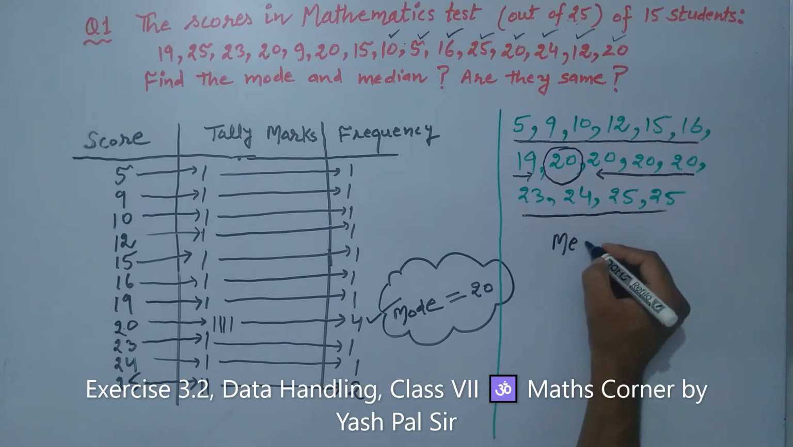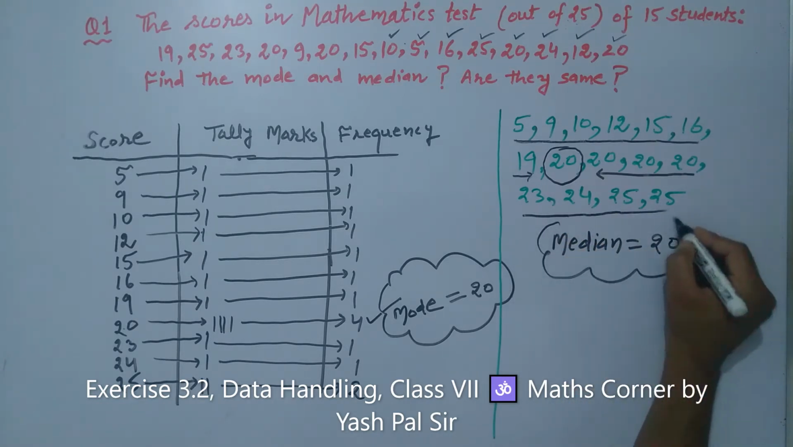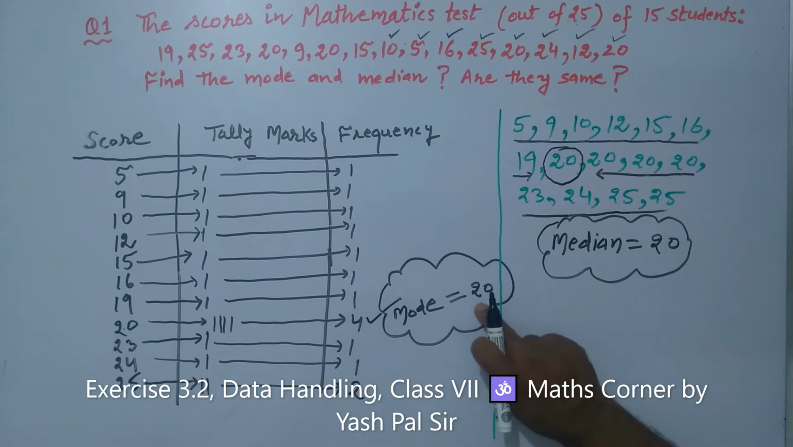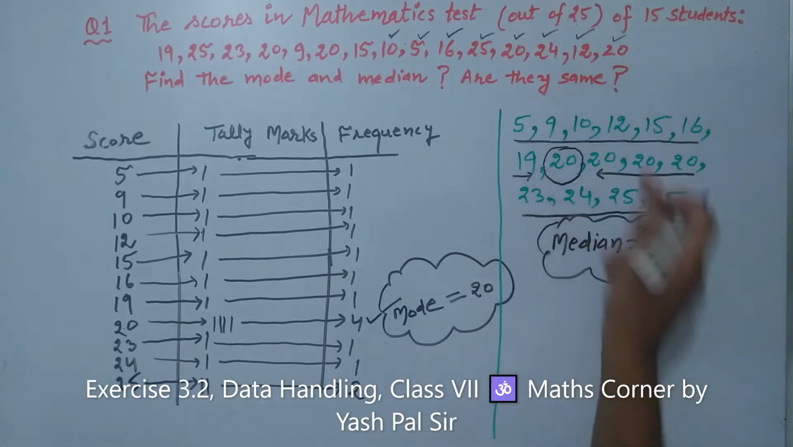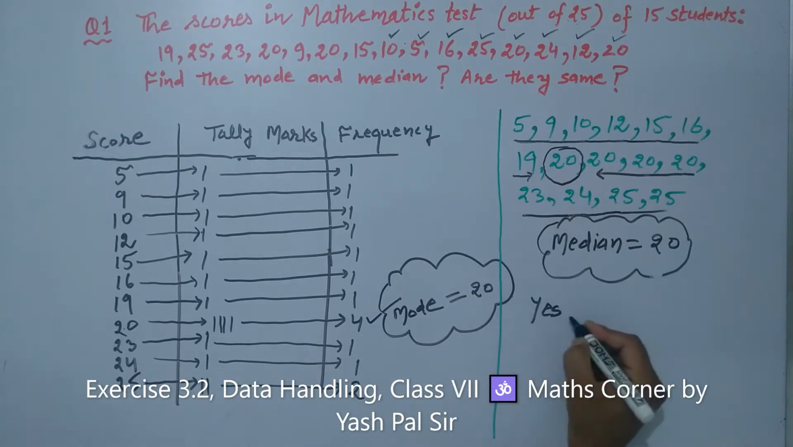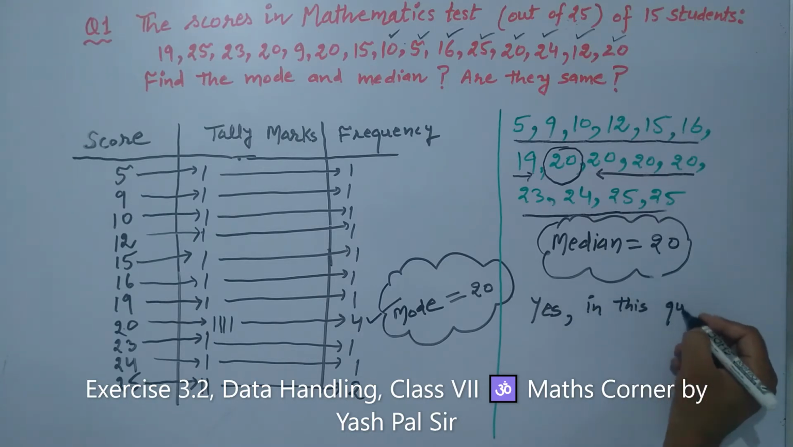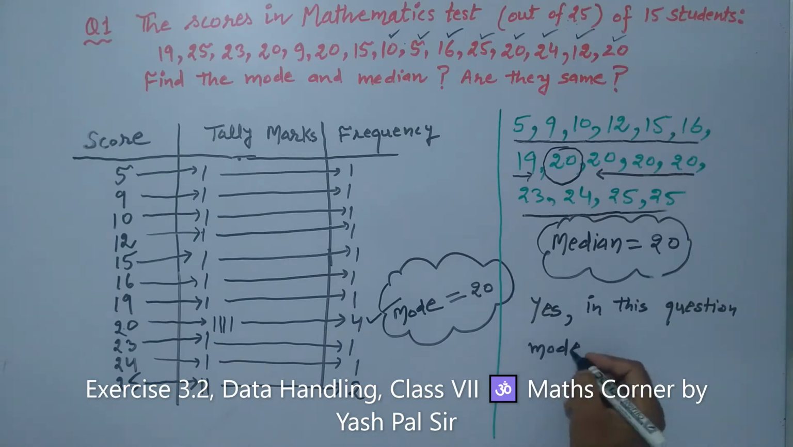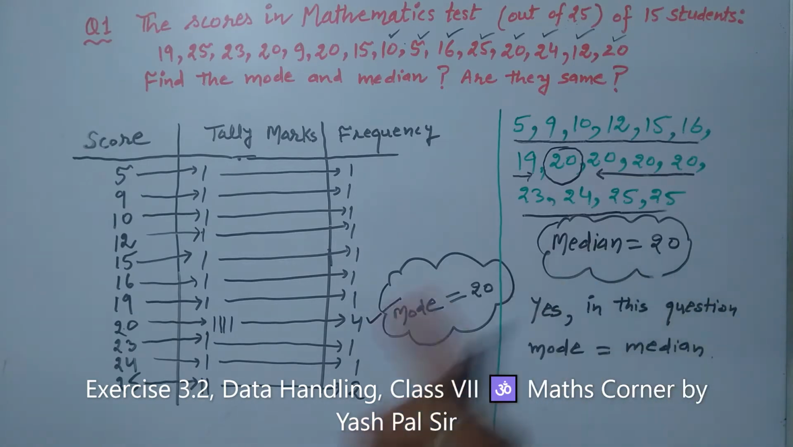So median is equal to 20. So in this question, mode is 20, median is also 20. Are they same? Yes. In this question, mode is equal to median. In this question, everywhere this is not true.